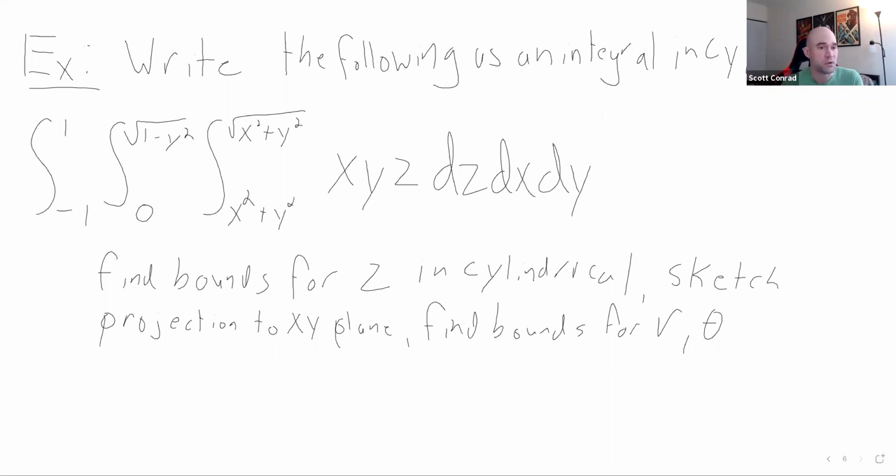So you don't need to draw what's going on in 3 dimensions. You just need to see what happens to z. You can directly plug in the bounds. It's nice. And then look at x and y, and then do that in polar to find the bounds in r and theta.